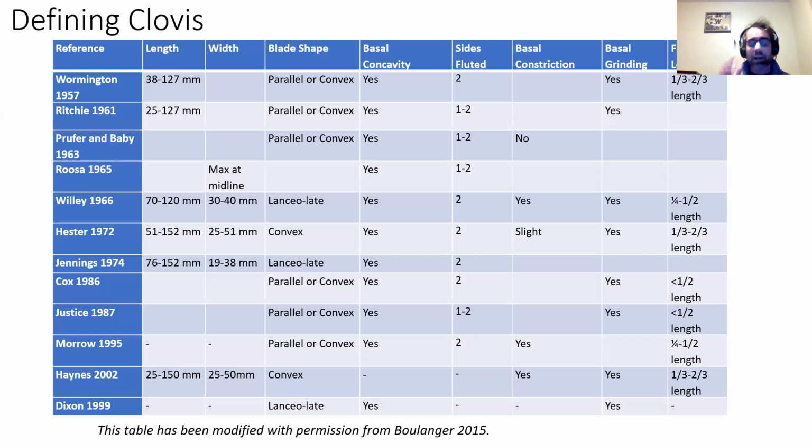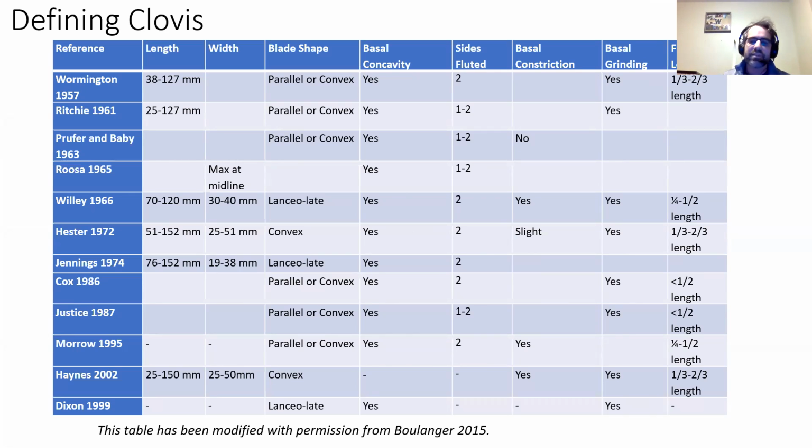If you look at, I've modified this from a previous study, some of the most popular definitions of Clovis, you can start to see major issues of disagreement, right? One of the things we all agree on, however, is that pretty much all researchers agree Clovis should have a concave base. One of the things researchers don't agree on is how many sides of the projectile point have to be fluted. Some require that both sides be fluted, and some require that, okay, maybe just one be fluted. And that varies depending on who you talk to.